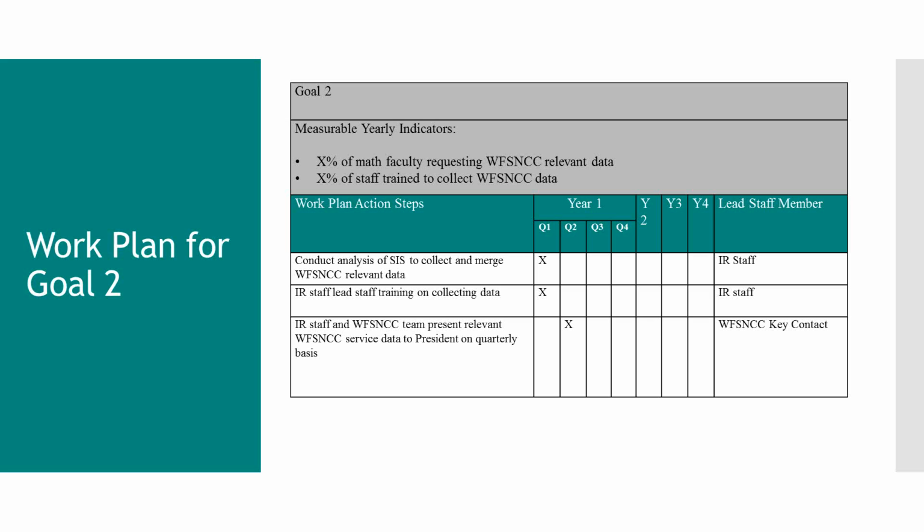So again, an example of a measurable yearly indicator could be X percentage of staff trained to collect WFSN-CC data. Your institution might start with conducting an analysis of your student information system and its ability to collect and merge with WFSN-CC relevant data. So that's the end of Goal 2.